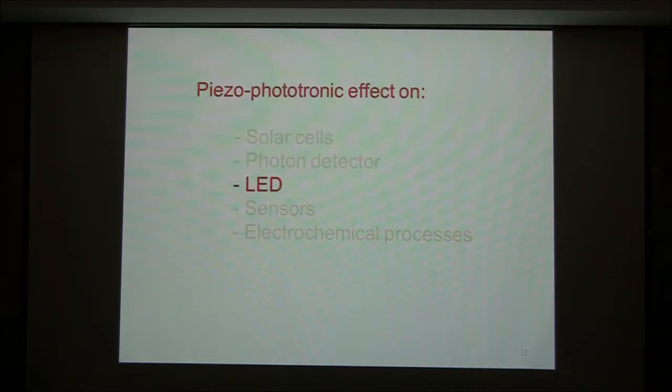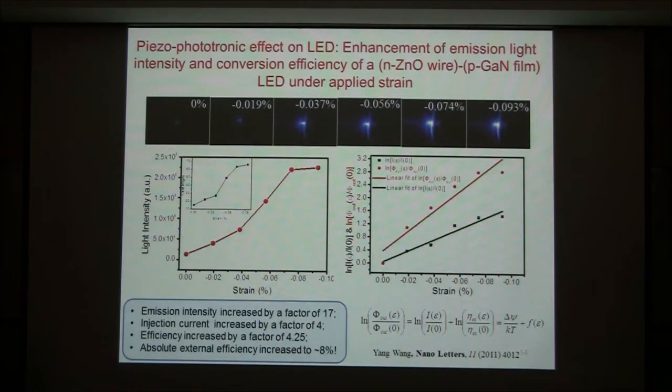I use two examples to illustrate this to you. Number one is LED. We have done all these cases here, which are all covered in the book. Here to show LED, we make an N-type zinc oxide and a P-type gallium nitride LED. From 0% strain to 0.1% compressive strain, look at the emission light, it's gigantically enhanced. Why is there such a huge enhancement?